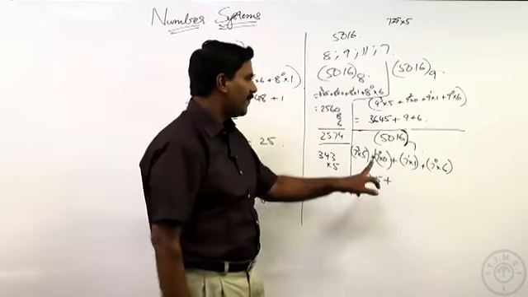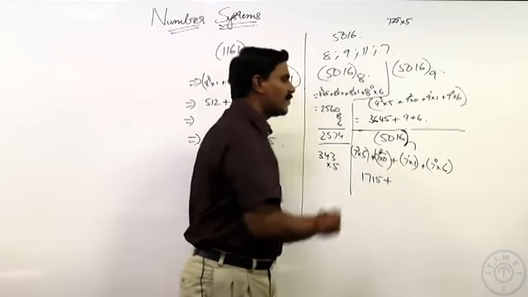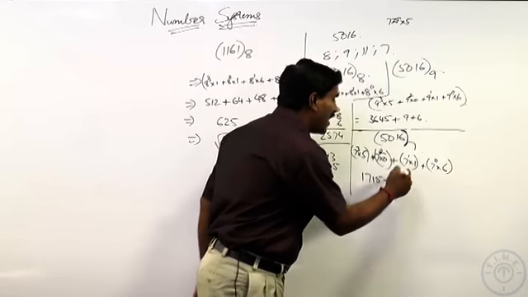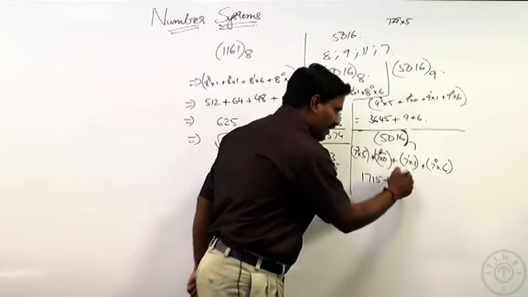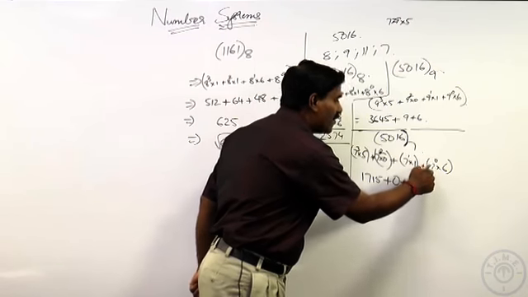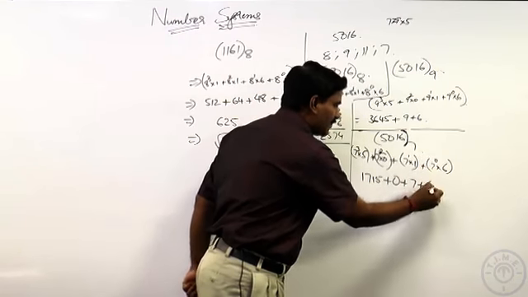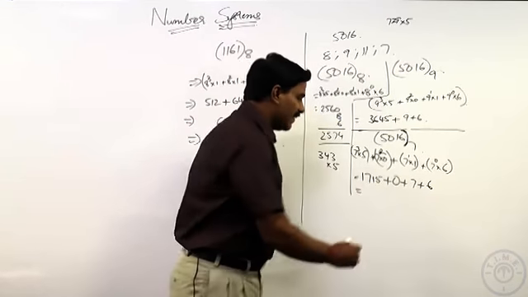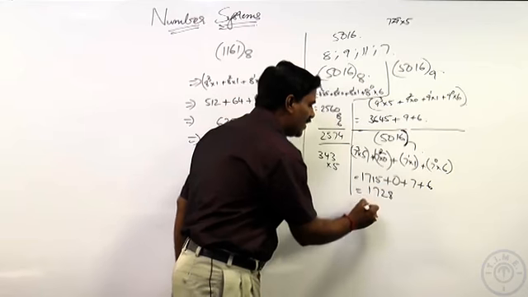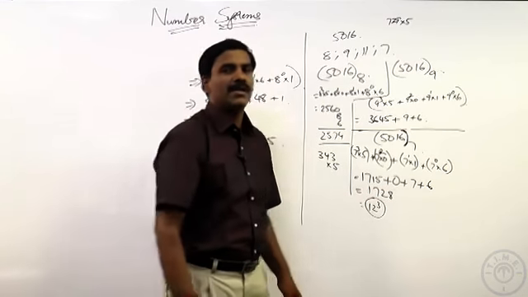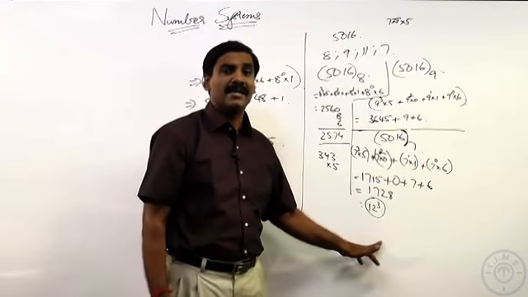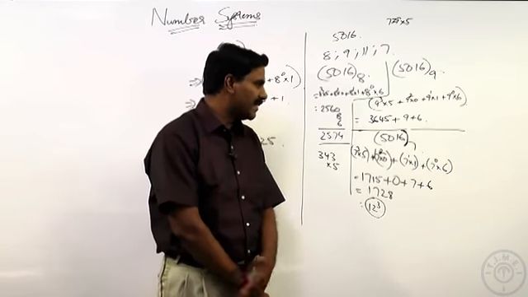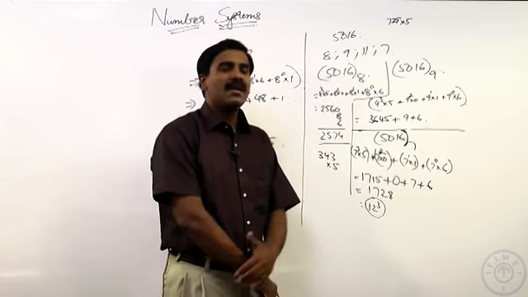And here 7 square is 49, 49 into 0 is 0 only, and to that we are adding 7 power 1, 7 into 1 is 7, and 7 power 0 is 1, 1 into 6 is 6. So it's basically 1715 plus 13, that is 1728, and we all know that 1728 is basically 12 cube in terms of the decimal system. If it is a perfect cube in decimal, obviously it is a cube in any other system also. So it's a perfect cube in base 7.